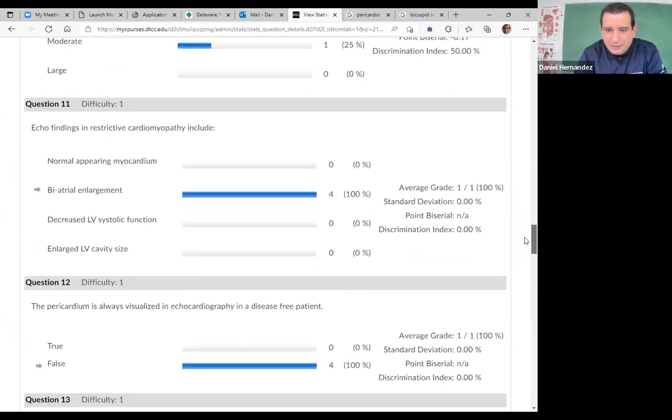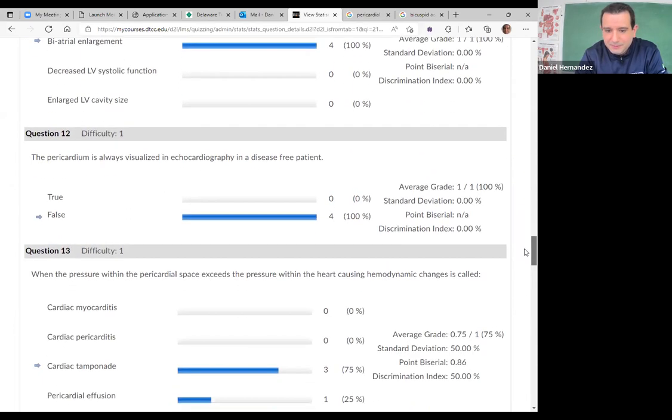Again, sonographic finding for restrictive cardiomyopathy, that first thing you look for is that biatrial enlargement.